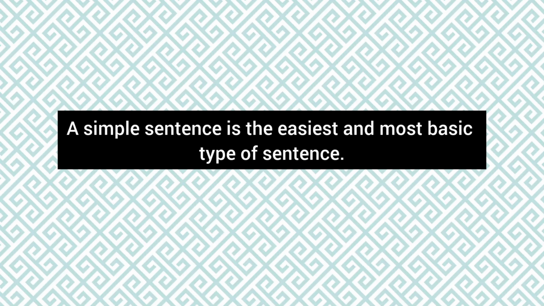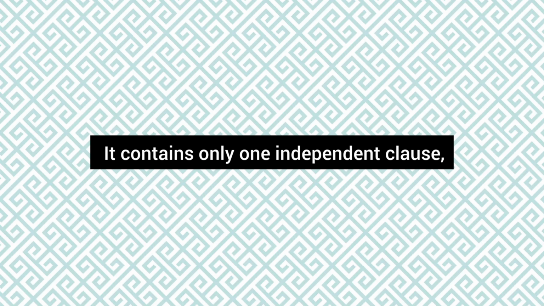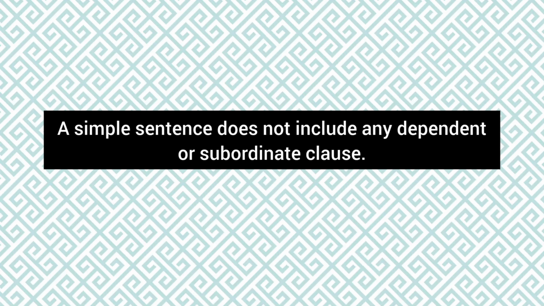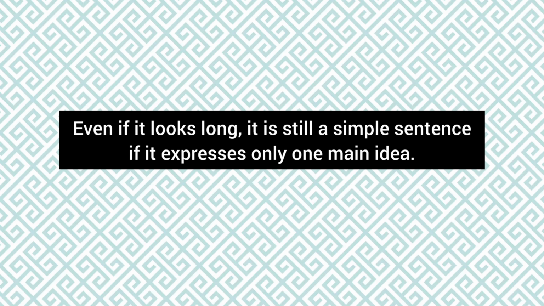One, simple sentence. A simple sentence is the easiest and most basic type of sentence. It contains only one independent clause, which means it expresses a single complete idea. It has one subject and one predicate. A simple sentence does not include any dependent or subordinate clause. Even if it looks long, it is still a simple sentence if it expresses only one main idea.